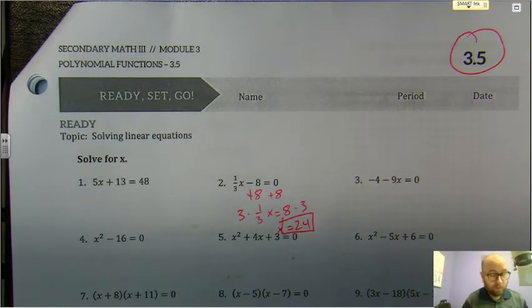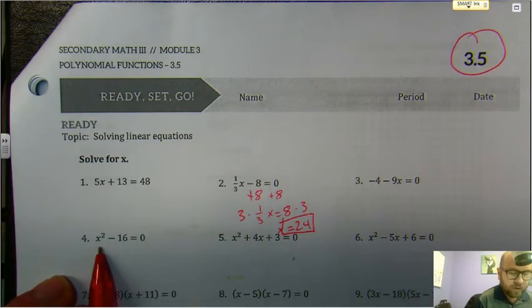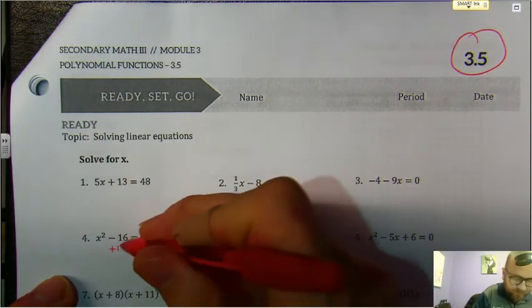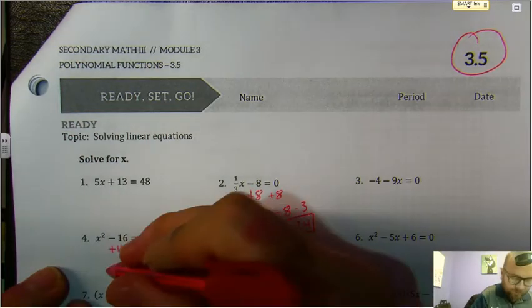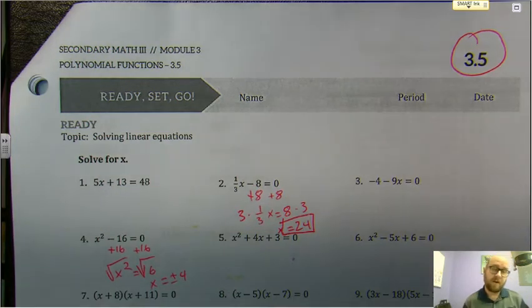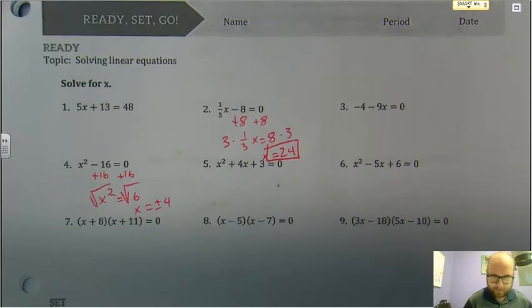Now for 4, 5, and 6, we're given equations as quadratics. So here we have to look at what number can we get for x that makes this true. Well, that's challenging, but we can do this. We can add 16 to both sides. x squared equals 16. We can square root both sides. So x is going to equal plus or minus 4, because both positive 4 squares to 16 and negative 4 squares to 16.